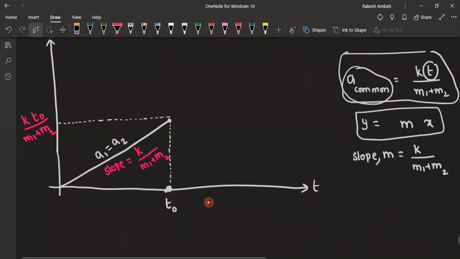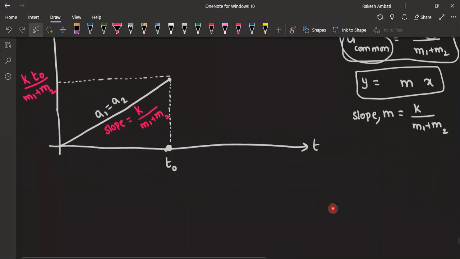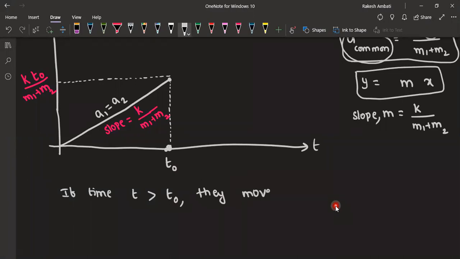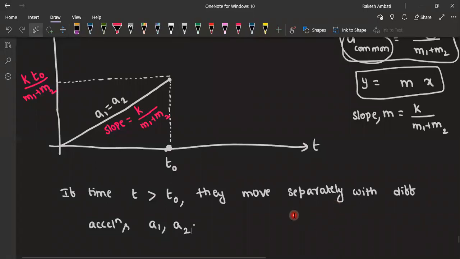But if t is greater than t0, then what will happen? If time t is greater than t0, do they move together or separately? Separately. So they move separately with different accelerations, a1 and a2. Now we have to find the a1 value and the a2 value.